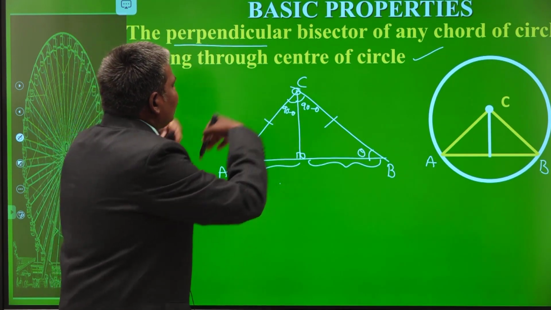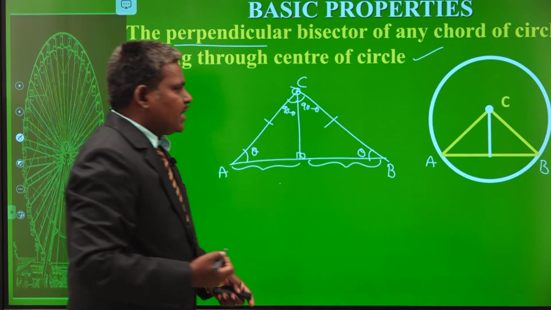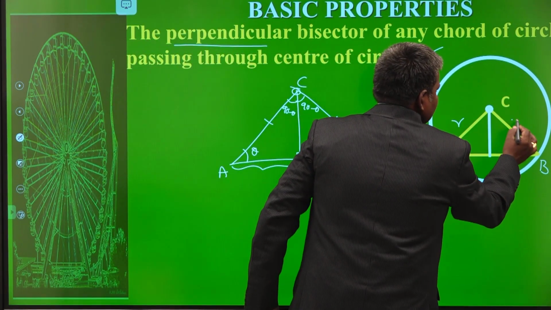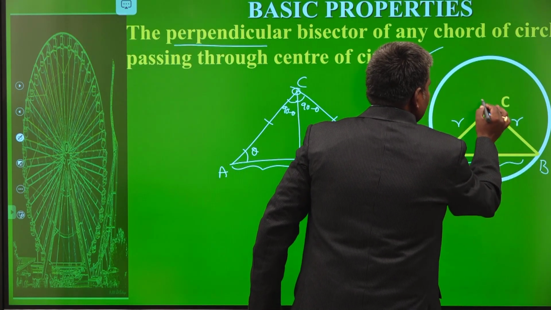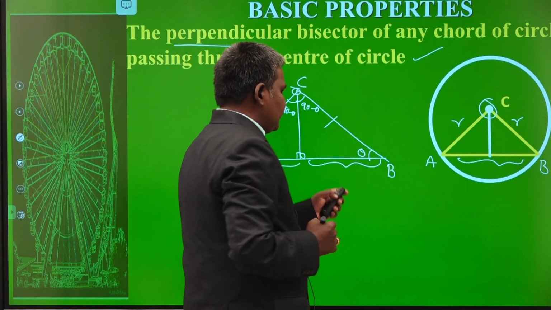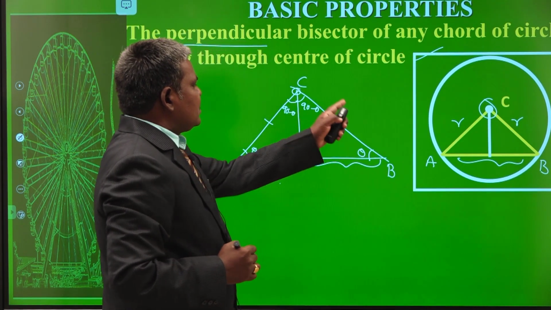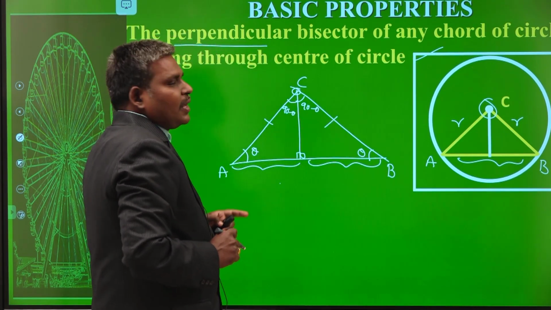Why? Because of your triangle itself, an isosceles triangle. That is why this is R, this is R. If you draw the perpendicular bisector to this chord, that is always passing through the center of the circle. Am I correct or not? This is the diagram related to this concept.